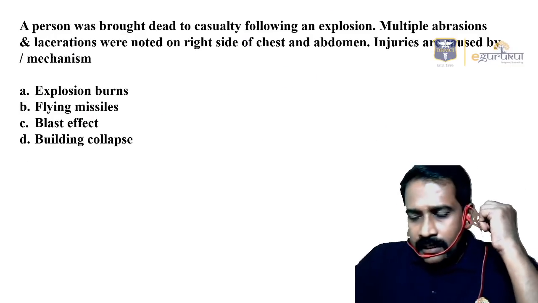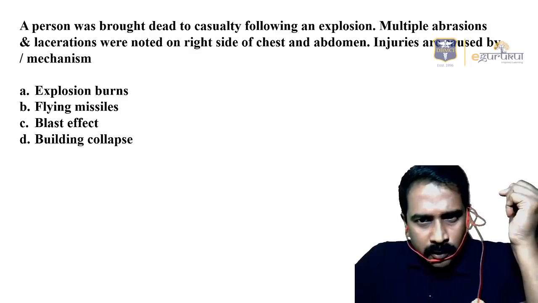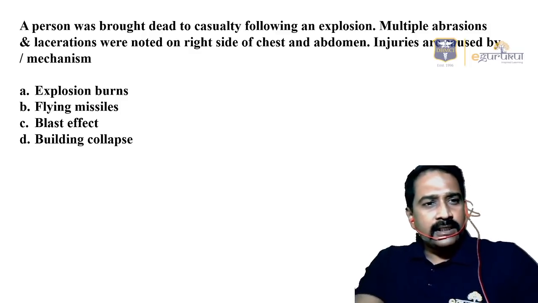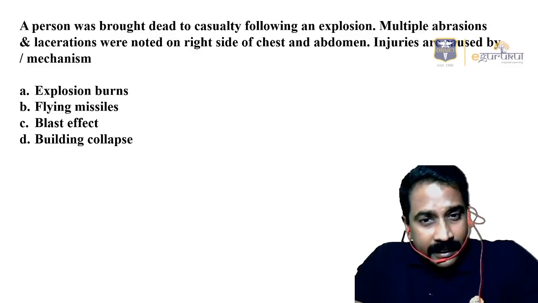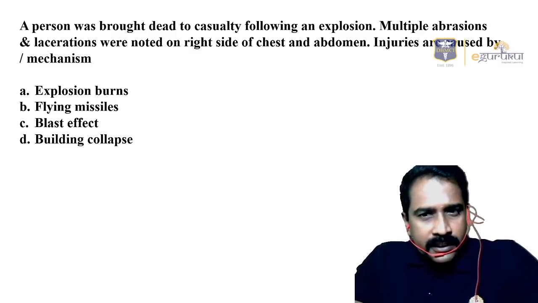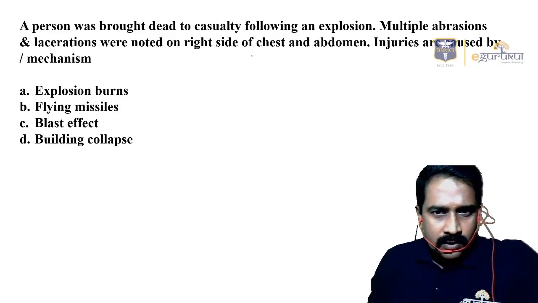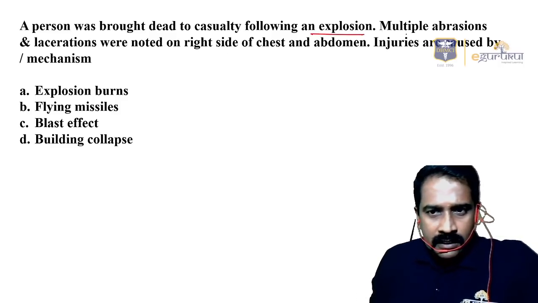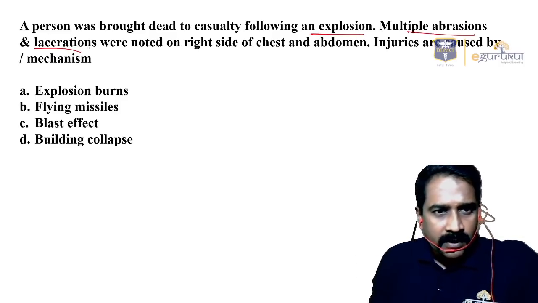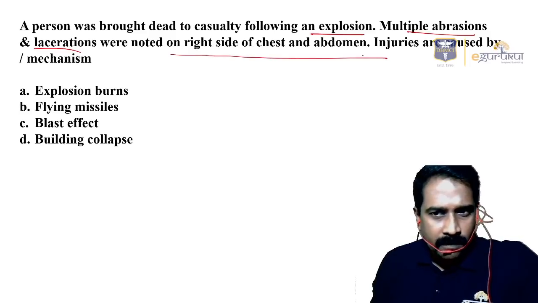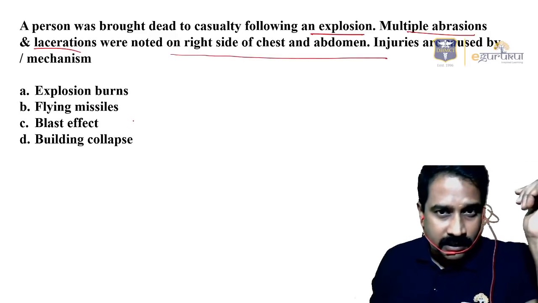A person was brought dead to casualty following an explosion. Multiple abrasions and lacerations were noted on the right side of the chest and abdomen. Injuries were caused by, or what is the mechanism of causation of such injuries? So, following an explosion is the question. There are multiple abrasions and multiple lacerations noted on some part of the body. So, injuries are caused by, what is the mechanism of this?